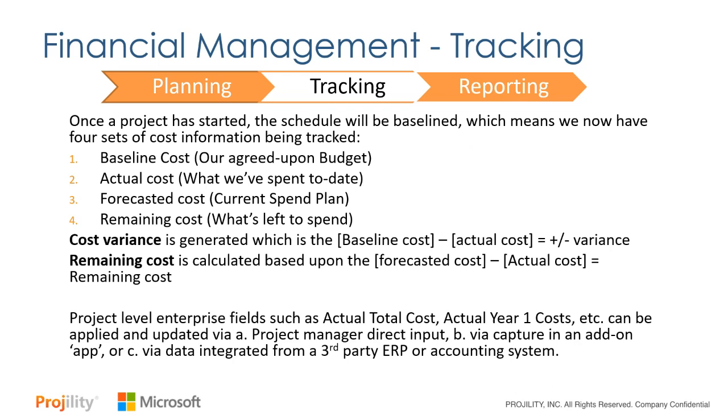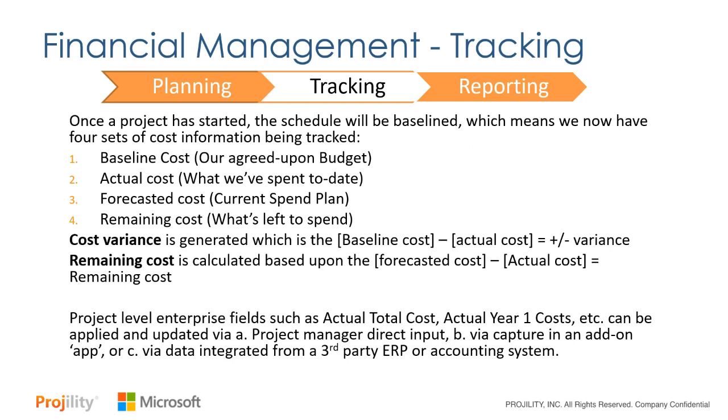Additionally, a lot of organizations that do the top down and then marry that with the bottoms up, they set up what we call project level enterprise cost fields, like actual total cost, actual year one costs against the forecast, which is what we had in the previous slides. So we can look at that and say, here's where we are and here's where we should have been at a top level.